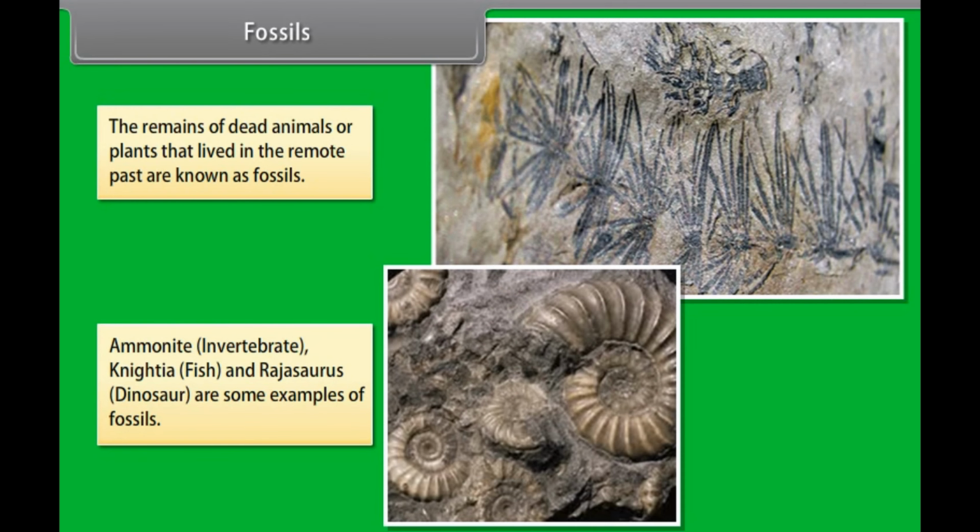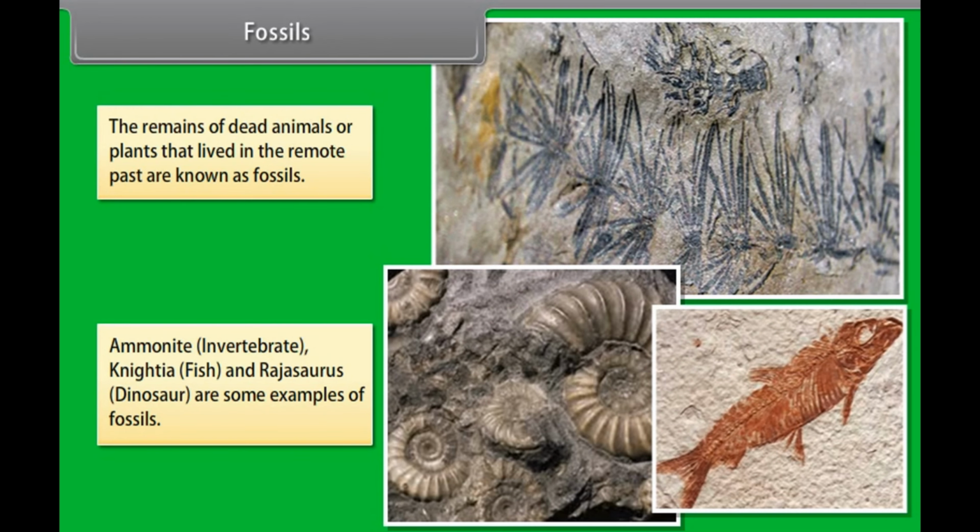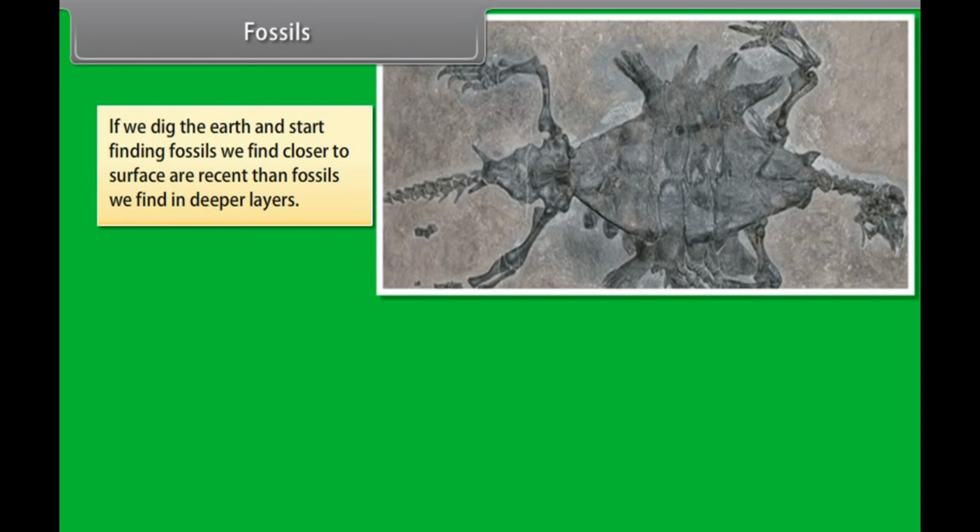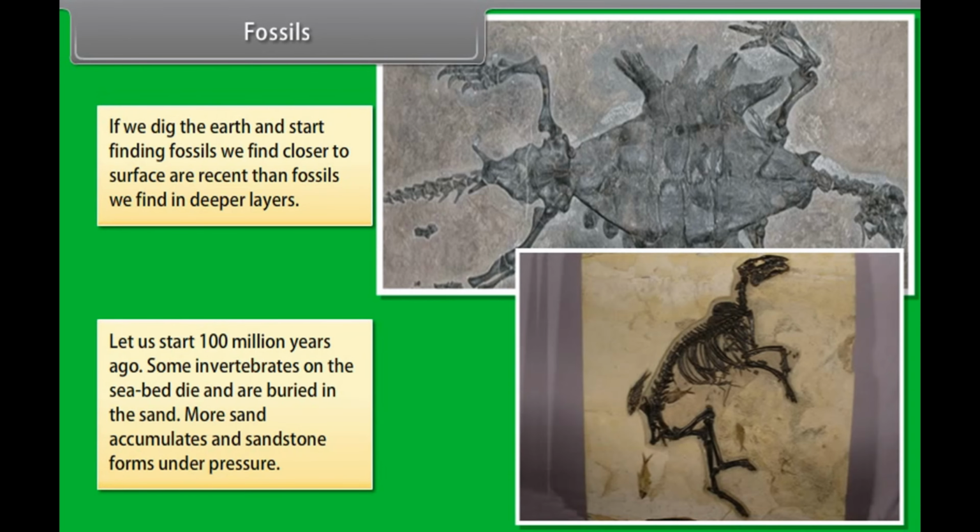Ammonite (invertebrate), Nicaea (fish), and Rajasaurus (dinosaur) are some examples of fossils. If we dig the earth and start finding fossils, those closer to the surface are more recent than the fossils we find in deeper layers. Let us start 100 million years ago.